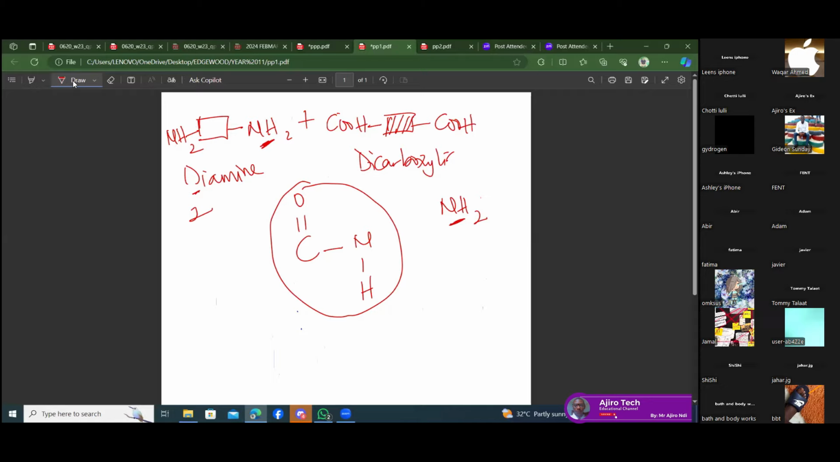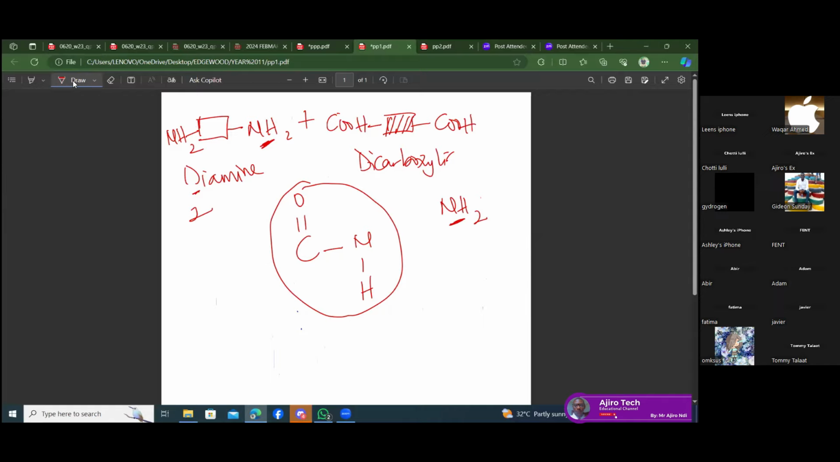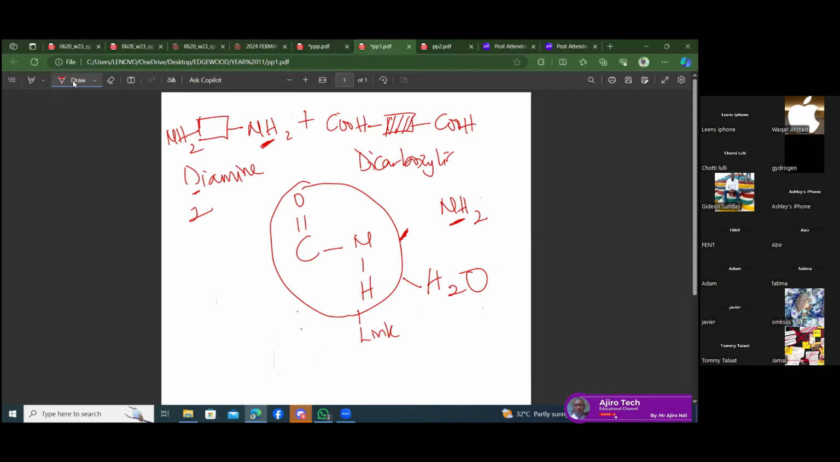All right, so this is what you would form. This is the linkage for a polyamide, and of course, water is eliminated. For every linkage, water is eliminated. So if you have two linkages like this in your polymer, that means two water molecules have been given off. If you have three of these, three water molecules have been given off. If you have four of these, four water molecules have been given off.